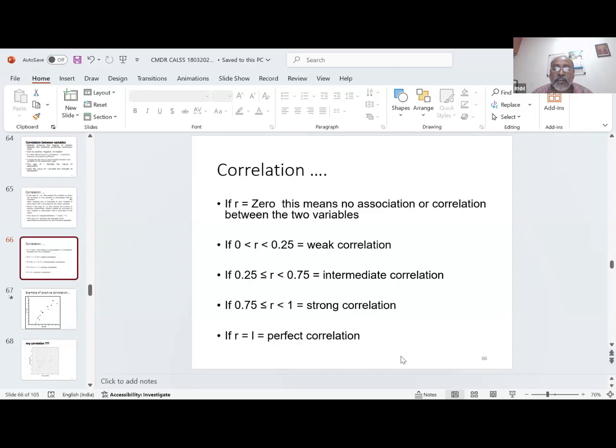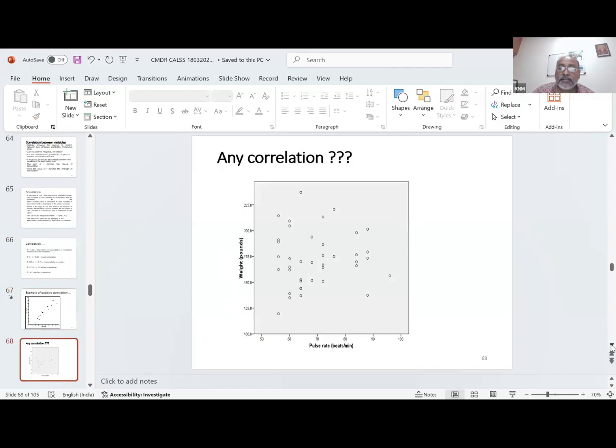Even if this R is statistically significant, it will also have limitations in expressing the firmness, that is, how strong your result is. That will be questionable if your R is too low.